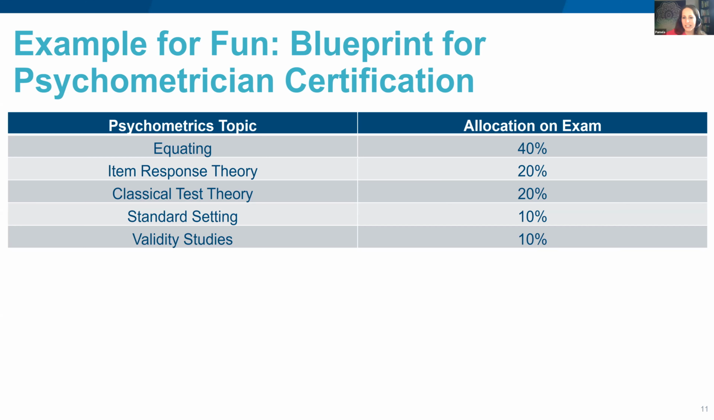So let's say you're trying to develop a blueprint for a certification exam in psychometrics. So you conduct a practice analysis study and perhaps you learn that there's 5 important topics. So again, I realize this is not an exhaustive list of psychometrics, but let's just say you land on these 5 important topics over on the left, and then based on some average responses you collect from your survey, you determine an allocation on an exam like what's shown in the right-hand column for those percentages.